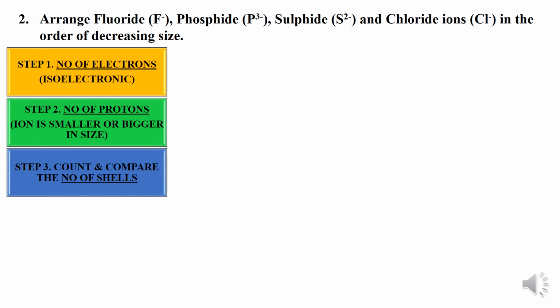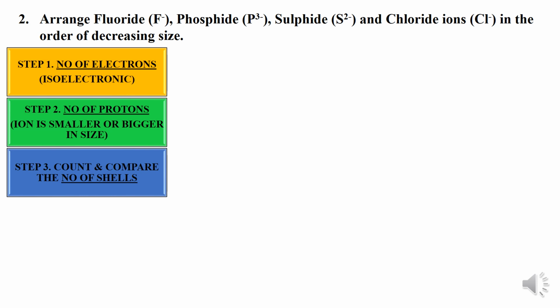Step 1 is to find out whether the given series is isoelectronic or not. So you have to count the number of electrons. Step 2: if the given series is isoelectronic, count the number of protons, and on comparing the number of protons, you can have an idea about the size of the ions, whether it is smaller or bigger in size. If the given series of ions is not isoelectronic, then you can count the number of shells and identify their position in the periodic table.